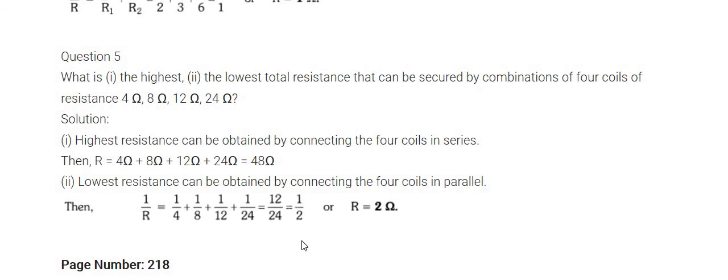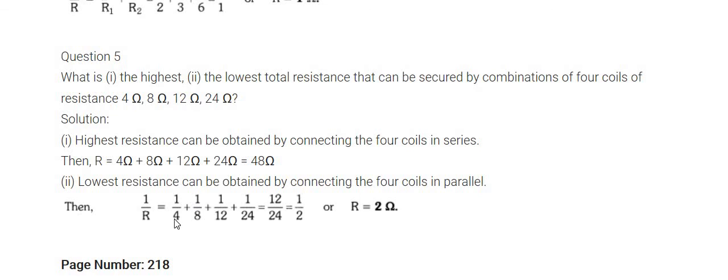Now let's move further. Question number 5. What are the highest and the lowest total resistance that can be secured by the combination of 4 coils of resistance 4 ohm, 8 ohm, 12 ohm and 24 ohm? As we know, the highest resistance can be obtained when we connect all the resistances in series combination. So R is equal to R1 plus R2 plus R3 plus R4, means 4 plus 8 plus 12 plus 24. So that is 48 ohm.